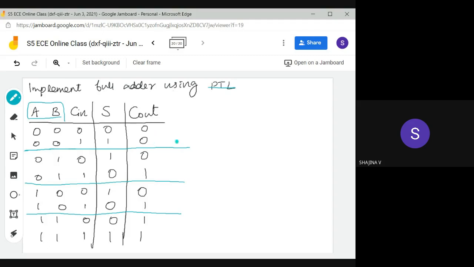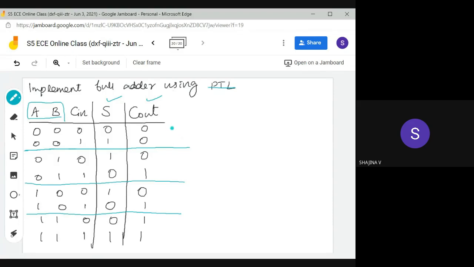Here one more thing, we have a sum output and carry output now. 2 outputs are there. So I have to implement 2 circuits. One is to implement sum and second one to C out. So 2 pass transistor logic circuits should be implemented. That is, output of one circuit will be sum and second circuit will be carry out. So I have to design 2 circuits. For that I have to derive conditions for these 2 outputs.